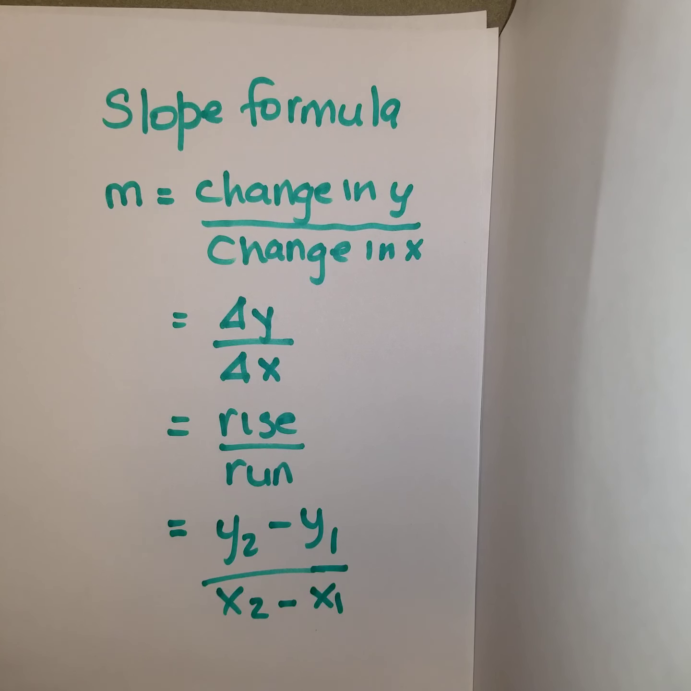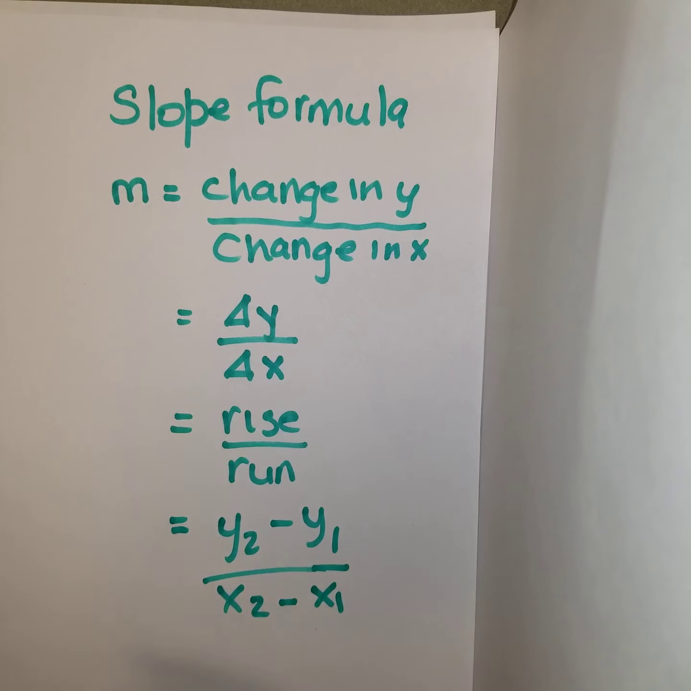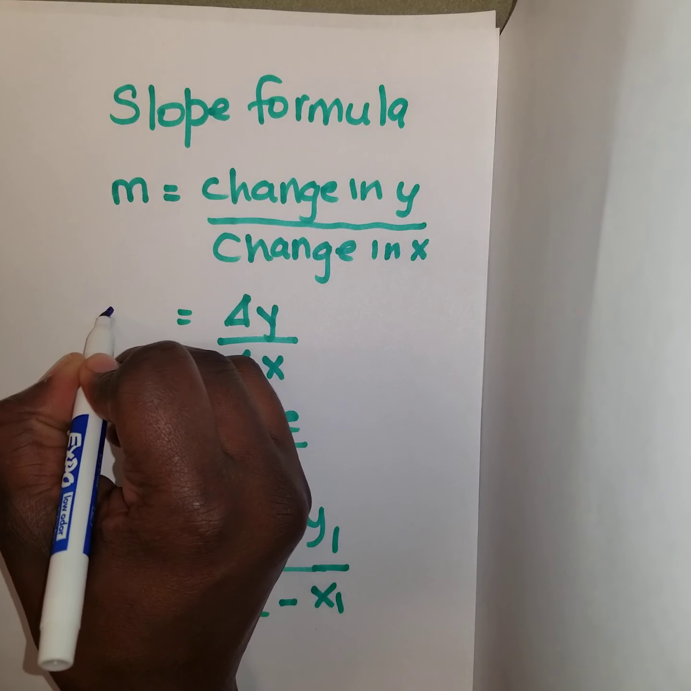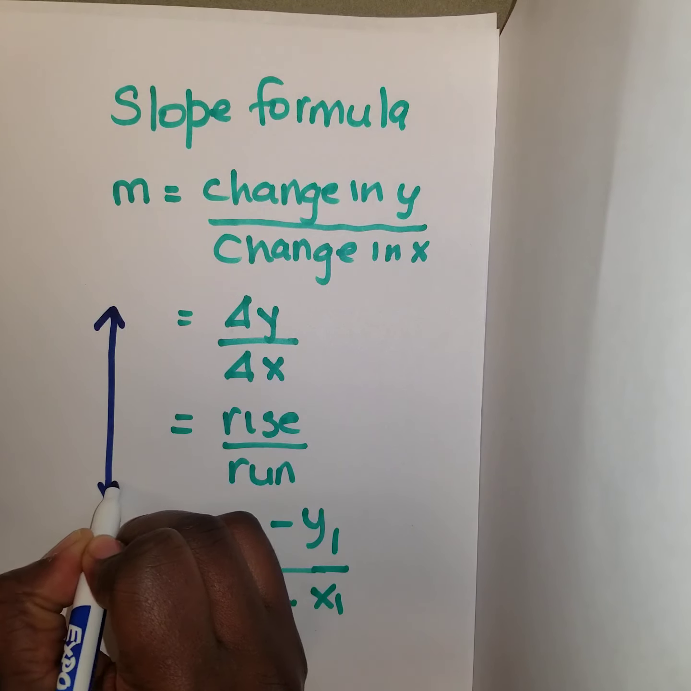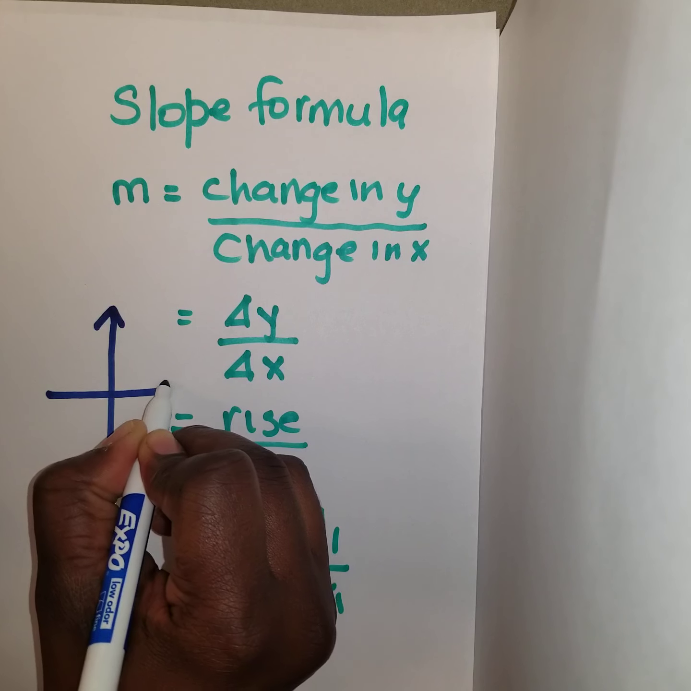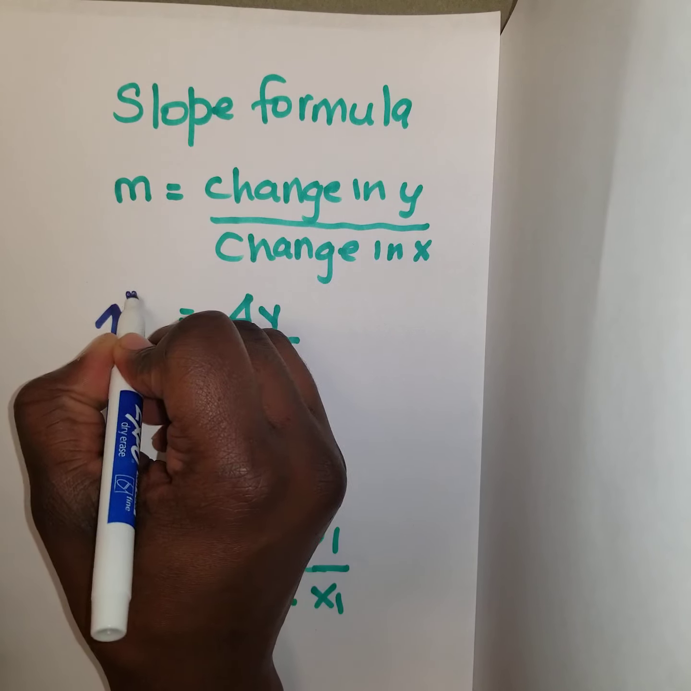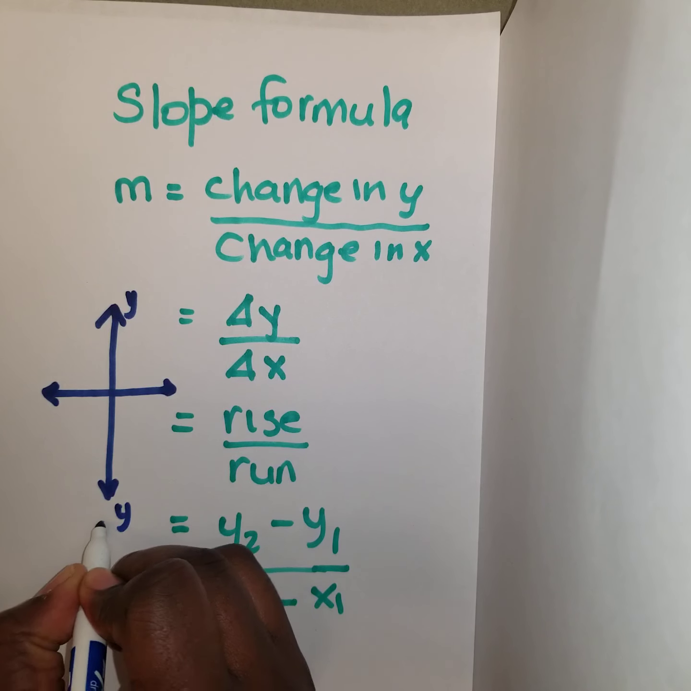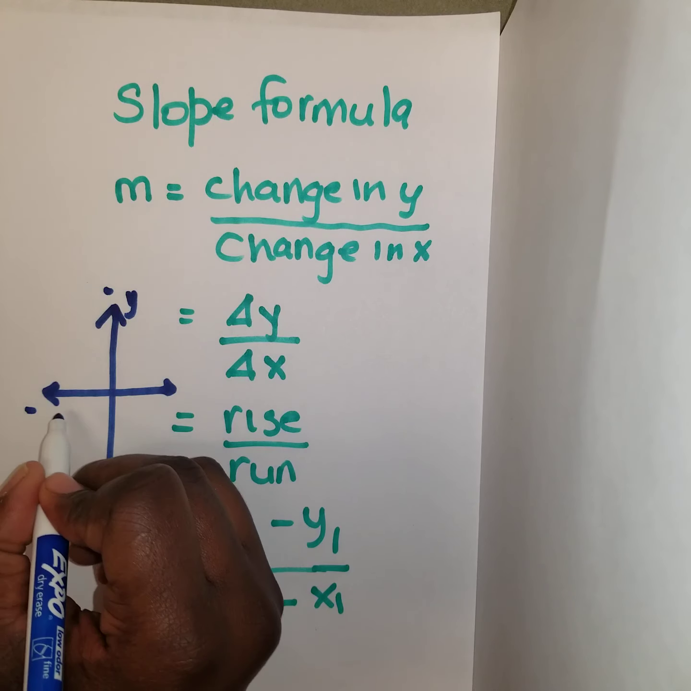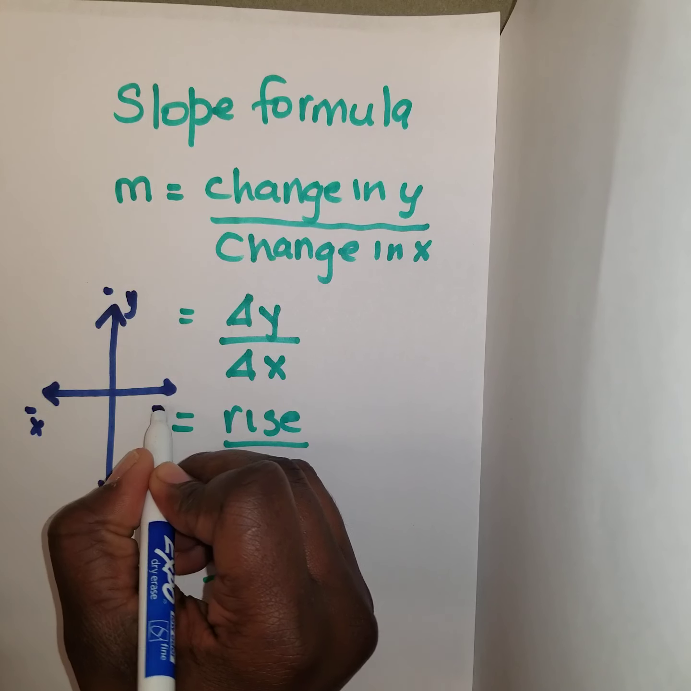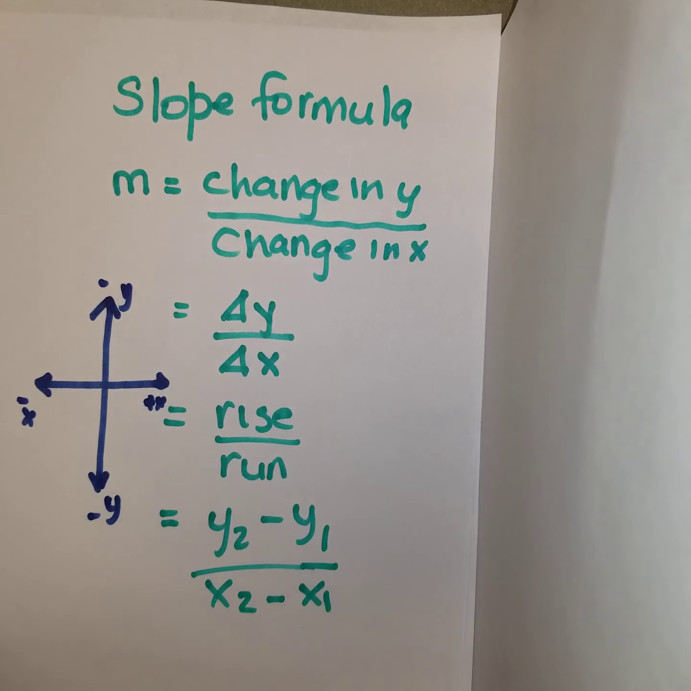All right, and we know that for y movement, the y-axis is the vertical axis. I'm gonna put it right here. So we know that the y-axis runs up, down, right? So it runs north to south. Positive y, negative y. Negative x, and we have positive x.